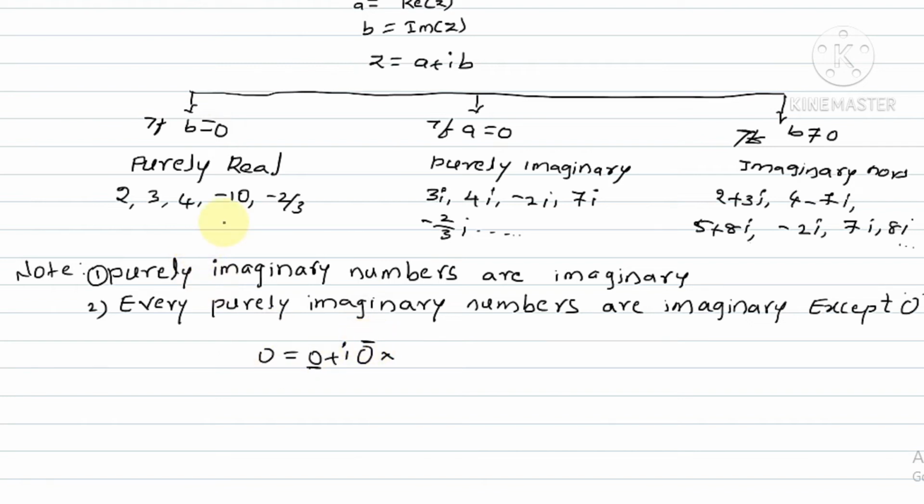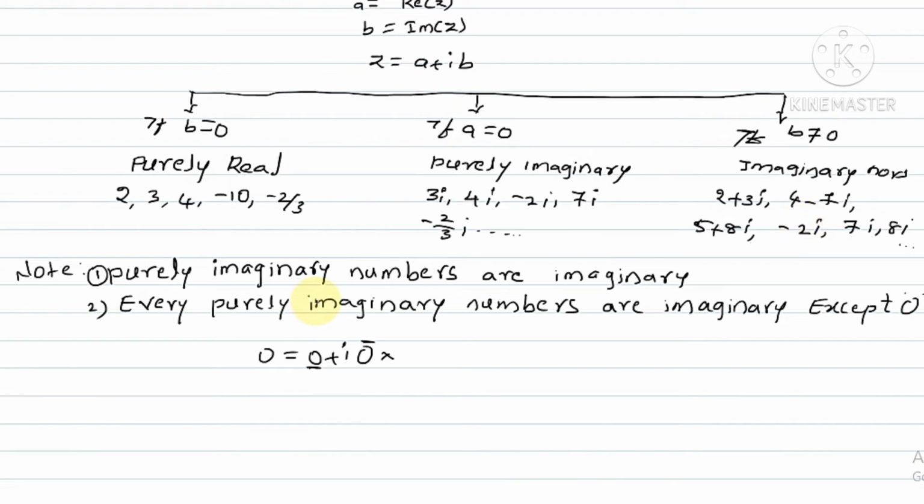So therefore, there is only one number, that is 0, which is purely imaginary as well as purely real. But this is not an imaginary number because the condition of imaginary is b not equal to 0. So this is not going to satisfy b not equal to 0. So that 0 is only purely real as well as purely imaginary, but not an imaginary number. So please students keep in mind, 0 only is a purely imaginary as well as purely real number.